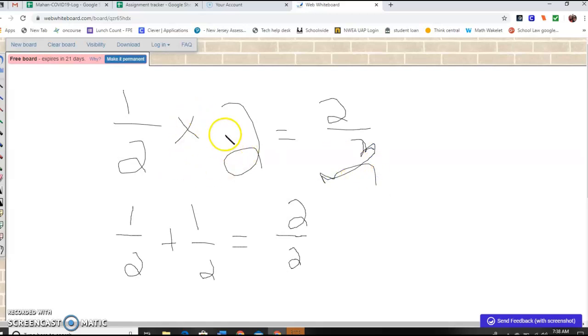Okay, if we take our whole number and we multiply it by the numerator only, we know that 1 times 2 equals 2. Our denominator still stays the same because we're still working with halves.